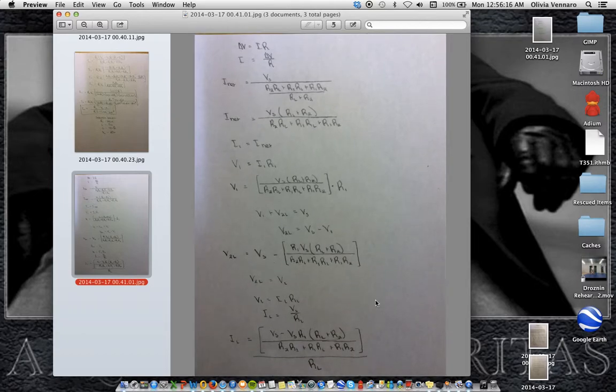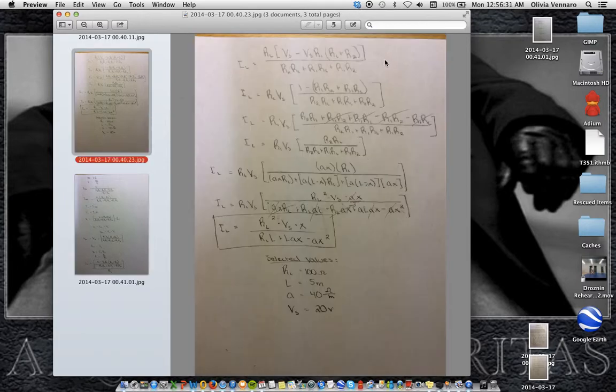Then you can use Ohm's law again to find the current going through resistor L using VL over RL, which gives you that equation there. And that simplified leads to this equation here. And I selected random values for RL, L, A, and VS. I selected 100, 5, 40, and 20 respectively.